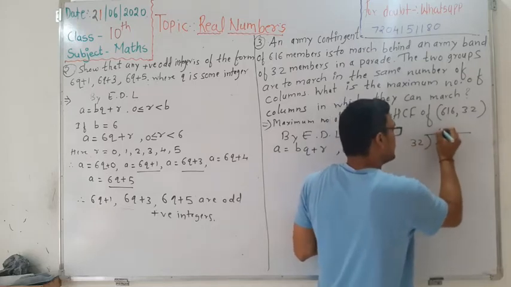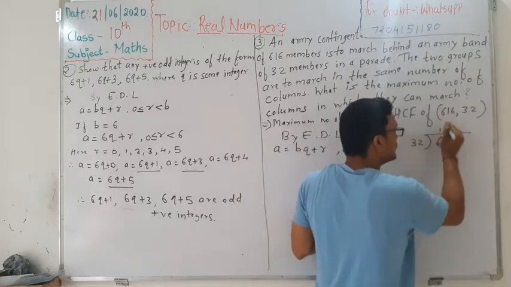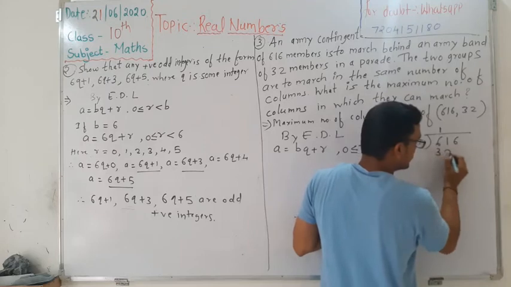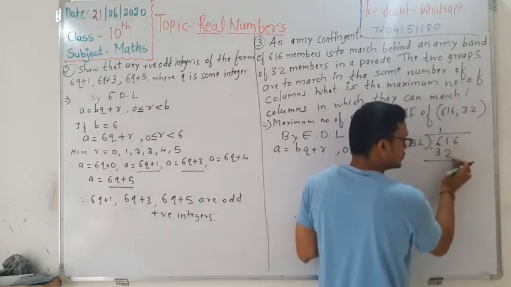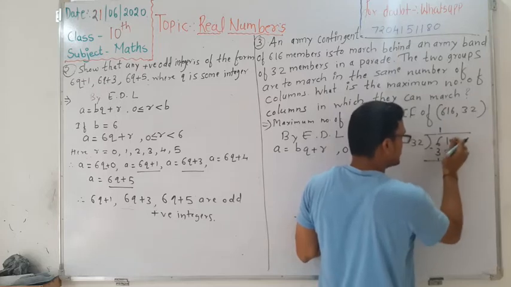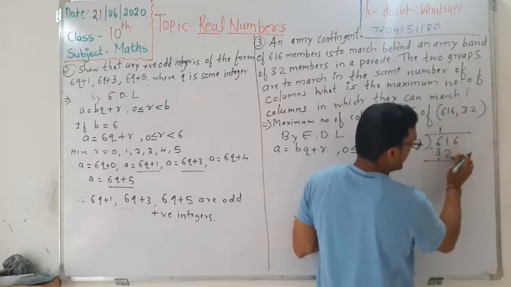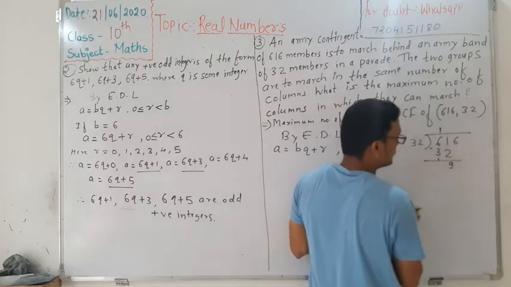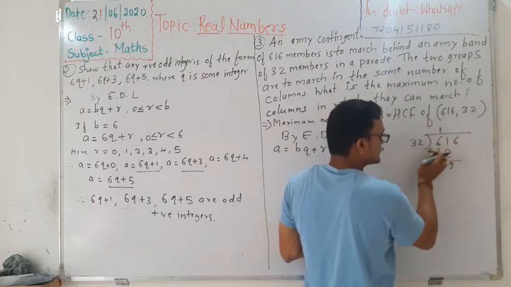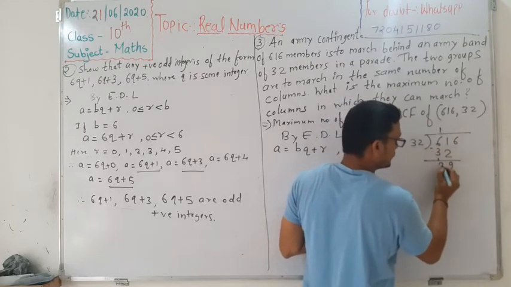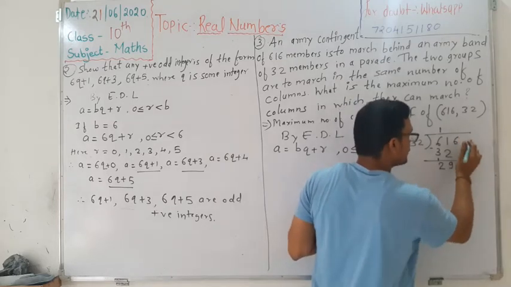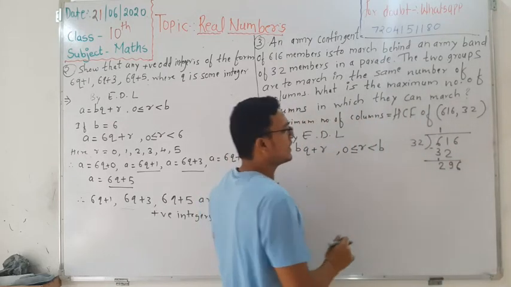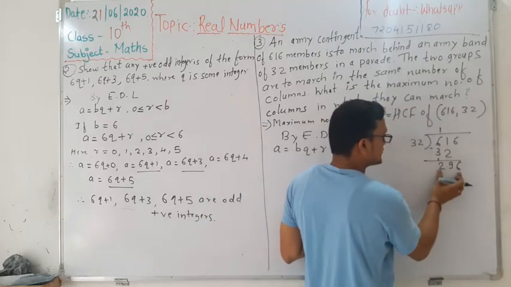So I will choose 32 into 1, which will be 32. Do the subtraction of this: 1 minus 2 is not possible, carry 1. So it is 11 minus 2, which will be 9. The next, 6 minus 3, it will be 2. Then take 6 down. Now the number is 296.